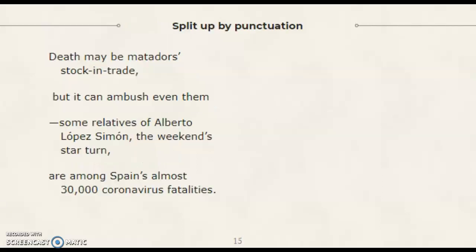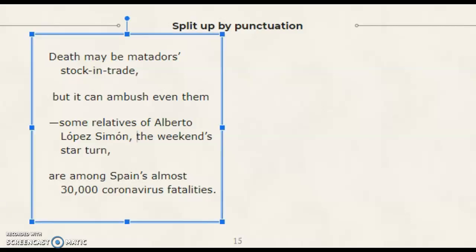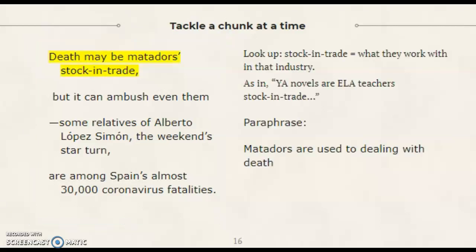So the first step of parsing is to split it up by the punctuation. So we have the clauses separated from each other. And if you wanted to, you could even split it up further into the phrases inside of the clauses. So already we have smaller chunks. And then we're going to tackle it one chunk at a time. Death may be the matador's stock in trade.